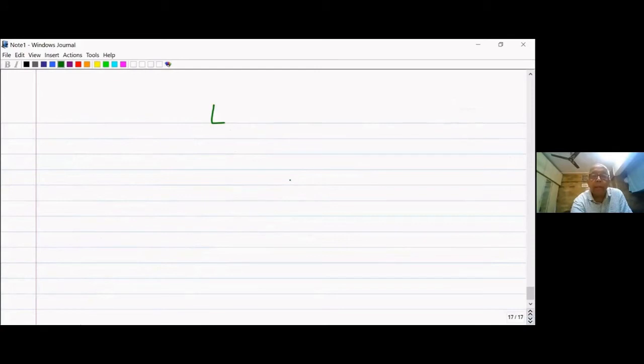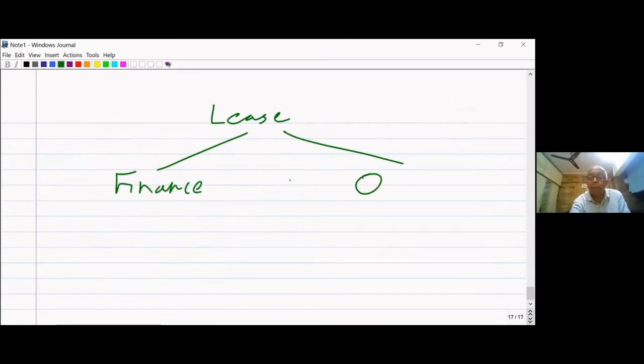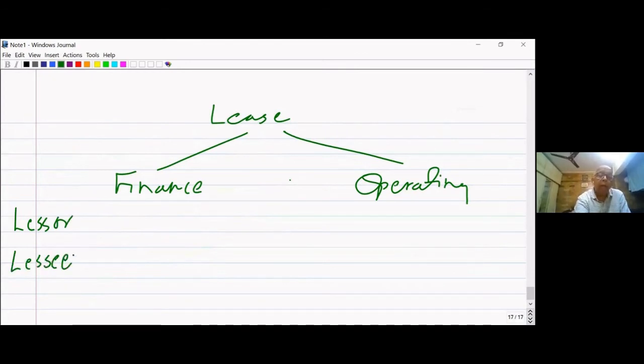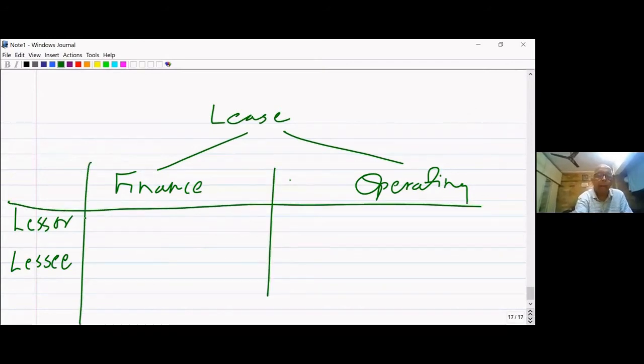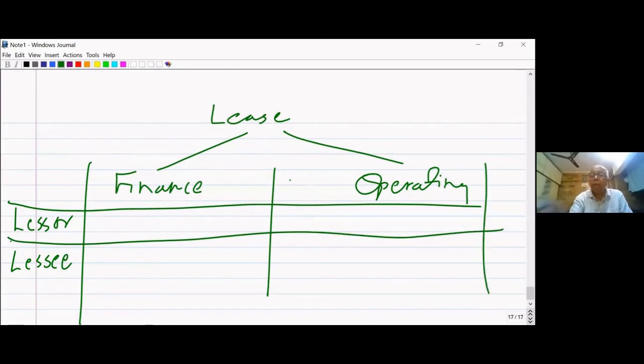Let's understand lease. Let's differentiate between finance lease and operating lease. Then let us look at it from the point of view of lessor and lessee. Do you know who is lessor and who is lessee? Who is lessor? Anybody, please? Who takes on rent or gives on rent? Gives on rent.